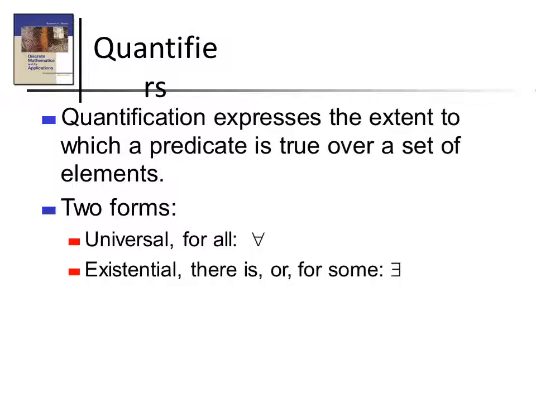Next, the main concept in predicate logic is quantifiers. Quantifiers express in what range the predicate is true over a set of elements. There are two forms of quantifiers. Universal means "for all," and the denotation is an upside-down A. And the existential is a backwards capital E. Existential and universal are the two quantifiers.